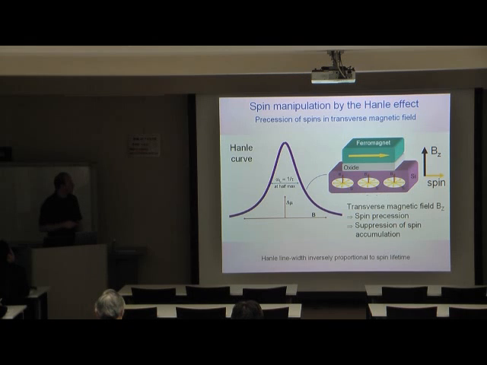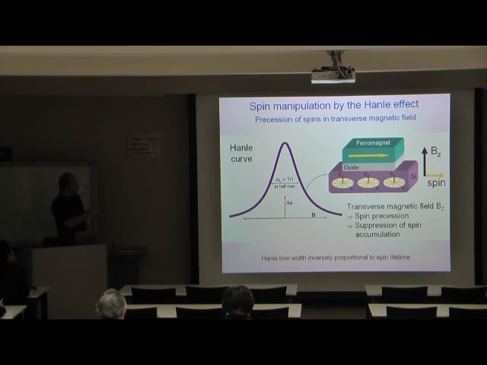This is known as the Hanle effect. So basically, if you have spins that are polarized in the plane of the structure, so if you have a ferromagnet which has in-plane magnetization, you transfer spins into the non-magnetic material also with in-plane spin orientation. If you then apply a small magnetic field perpendicular, the spins will start to precess about that magnetic field. And as a result of that, the spin accumulation decays with increasing magnetic field.